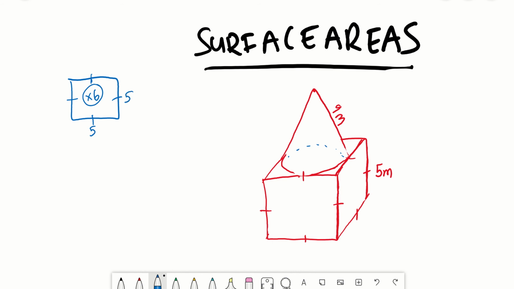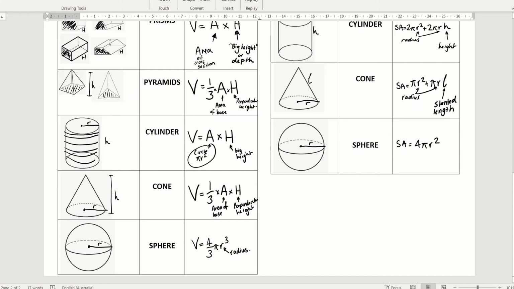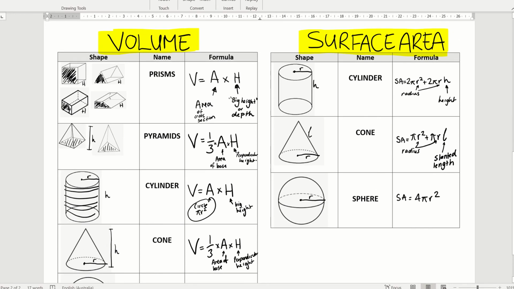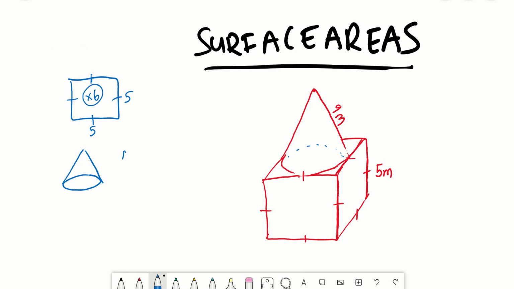Then I've got my cone. So I think, okay, then I've got a surface area of a cone. And I go to my formula list. What does Miss Murray have here? Surface area of a cone, pi r squared plus pi rl. And she's been nice enough to give me the length as 9. And if the diameter of the bottom of that cone goes the whole way across that square, diameter is 5, so the radius is 2.5.